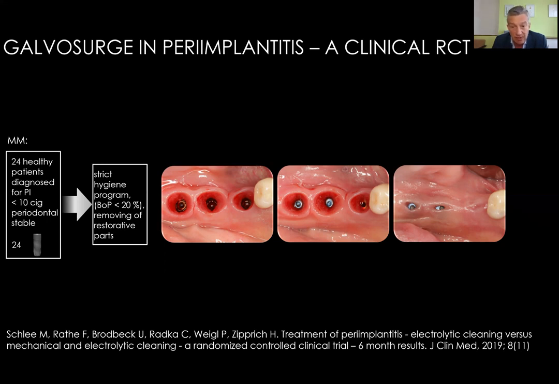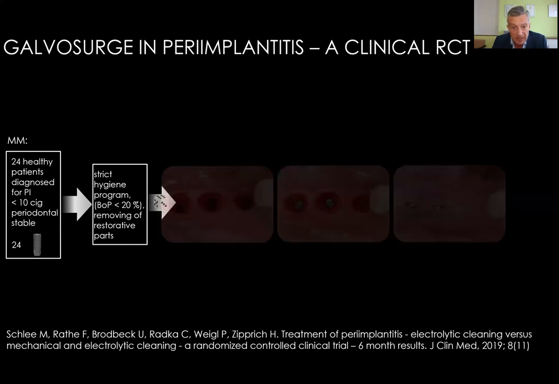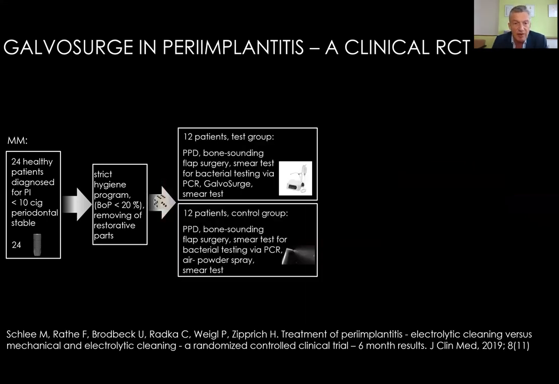What happens over time if you start a cleaning program? Tissue grows over the implant, and this makes later augmentation easier. That was our idea. Then we randomized the group, 12 patients in the test group. We assessed periodontal probing depth, bone sounding. We did the flap surgery. We did a smear test for PCR testing. Then we treated with GalvoSurge, and then we did another smear test for PCR testing.